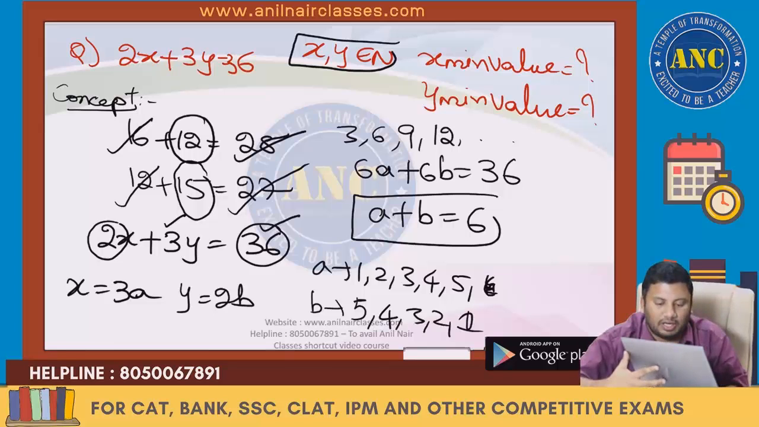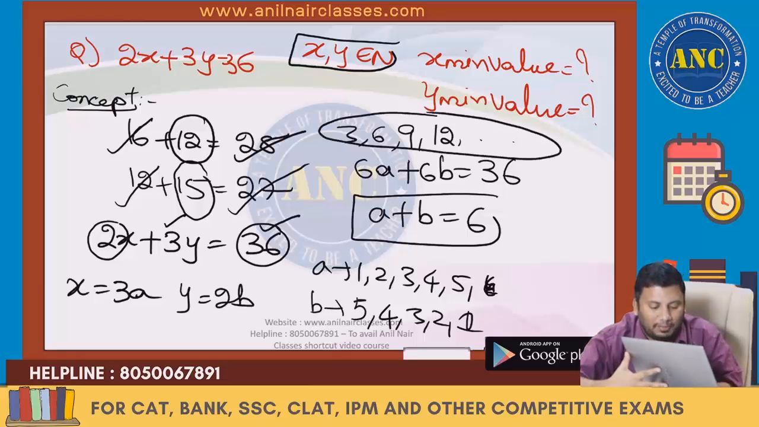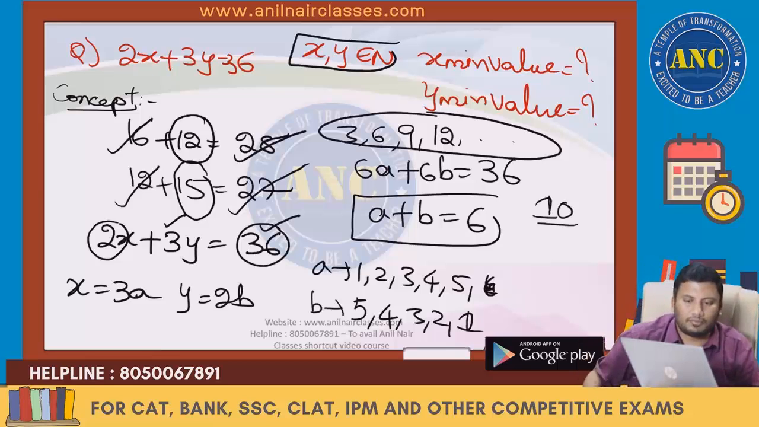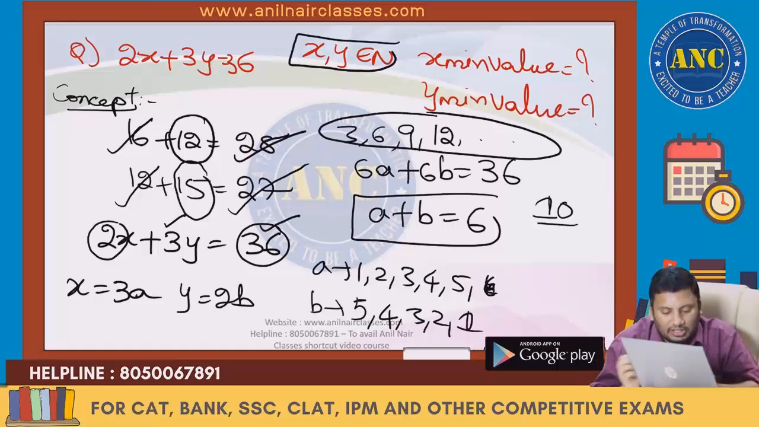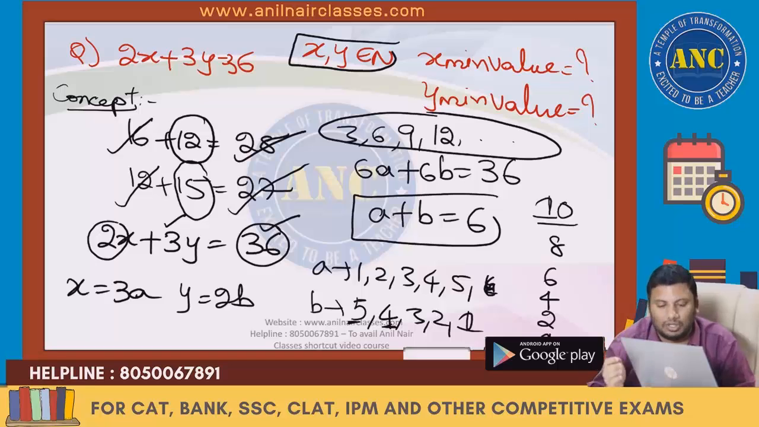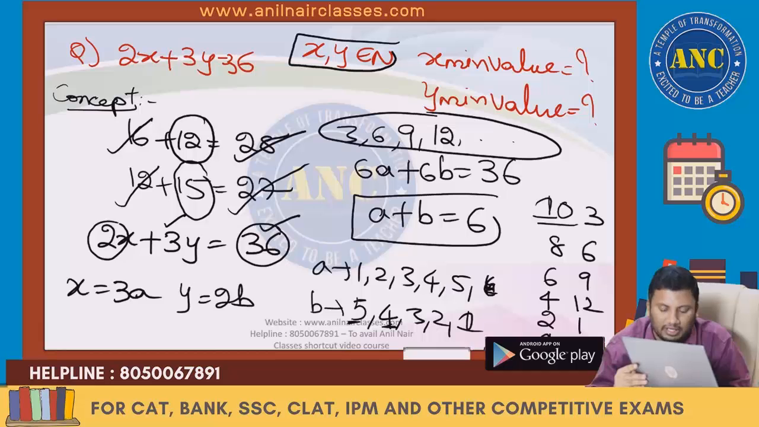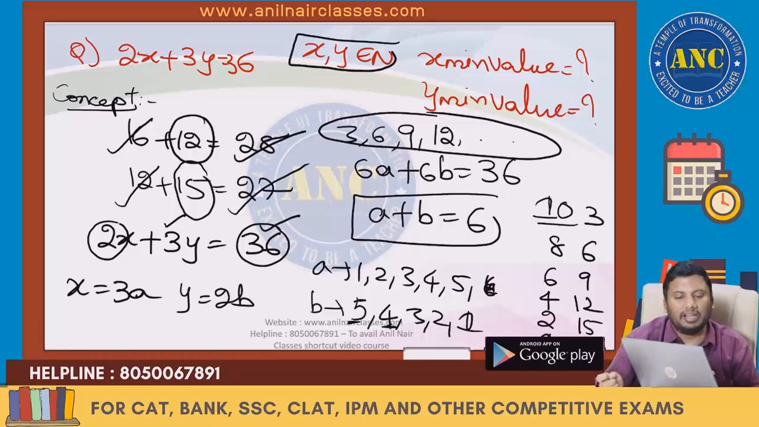If b is 1, what will be the y value? These are the series of x. Y will be 5 2s are 10. When b is 5, y is 10. Next one, b value 4, it will be 8. I hope it is clear. So y is 10, 8, 6, 4, 2, and x will be 3, 6, 9, 12, 15 and so on. I hope the idea is clear.